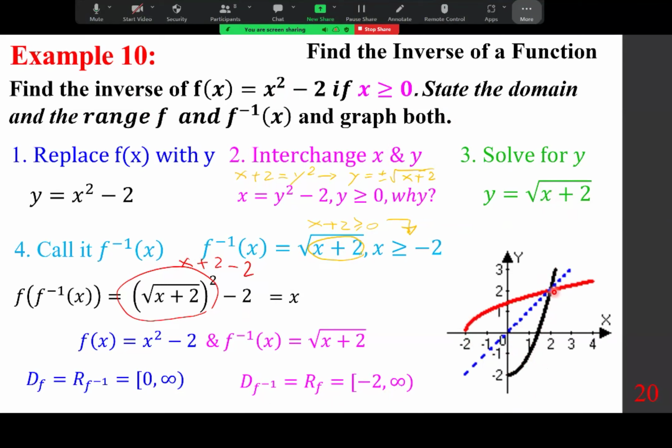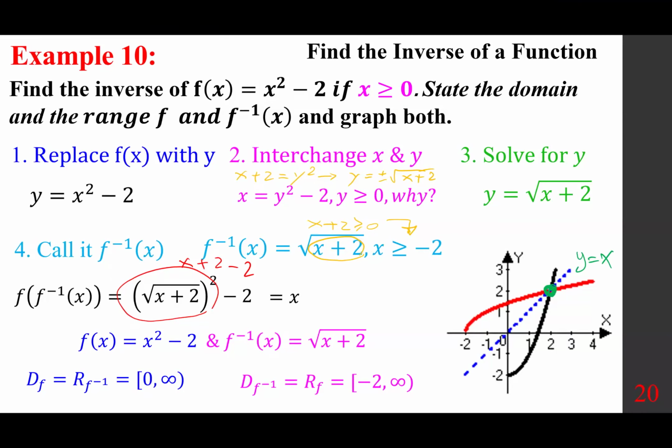As you can see, the point of intersection, if there is a point of intersection ever, it has to be on the line y equals x. And you can easily find it by simply setting the two equations equal and finding the point of intersection. In other words, x squared minus 2 equals square root of x plus 2, and solve that.